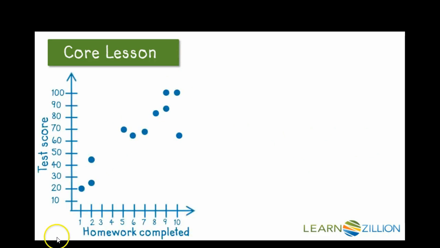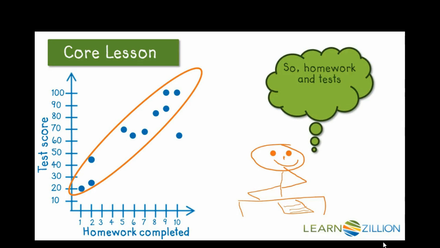When we think about points clustering on a scatter plot, these clusters can be in the form of a line or a curve. The tighter these clusters are, the stronger the relationship is between the two pieces of data that have been collected. Looking at this graph, the points are pretty close together, so I can conclude that there is a strong relationship between homework and test scores.